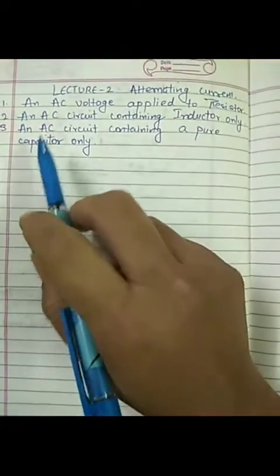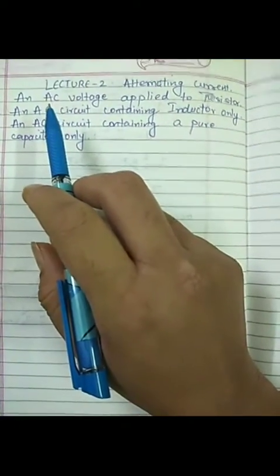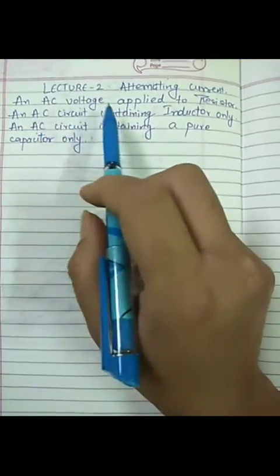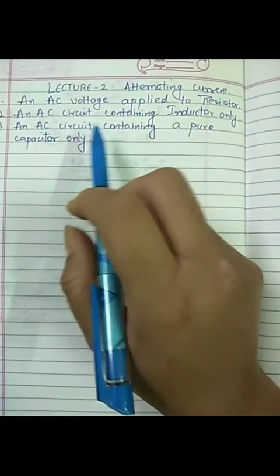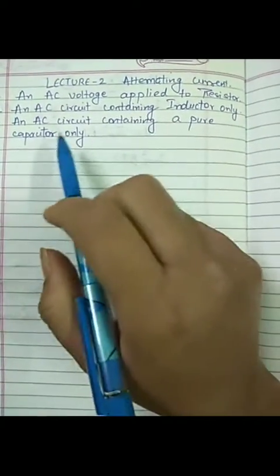Good afternoon, students. Welcome to the second lecture of alternating current. In this lecture, we will study an AC voltage applied to a resistor, an AC circuit containing an inductor only, and an AC circuit containing a pure capacitor only.